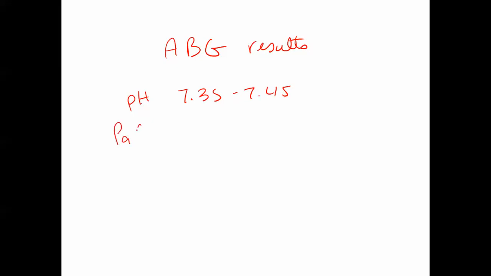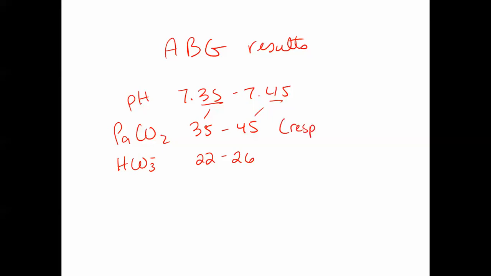Normal partial pressure of carbon dioxide is 35 to 45. An easy way to remember this is to just bring down these two numbers. Normal bicarb levels are 22 to 26. You'll also recall that carbon dioxide is what we refer to as the respiratory factor, and bicarb you can think of as a metabolic factor.